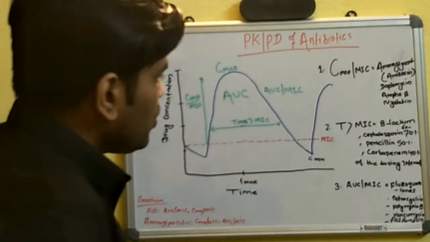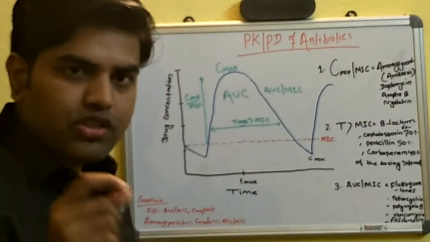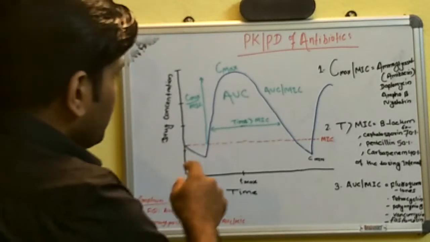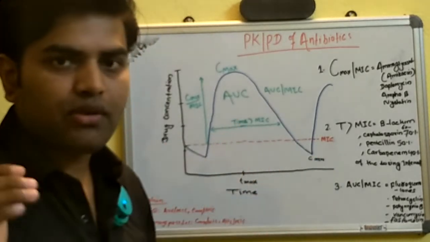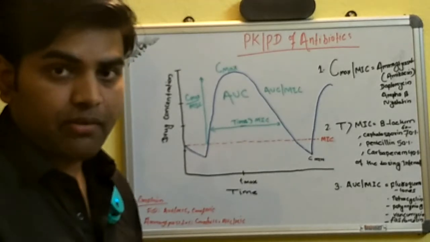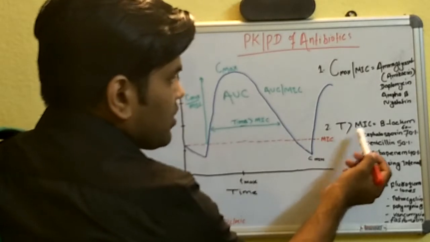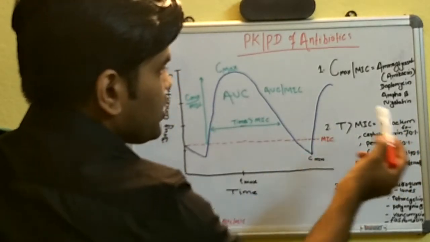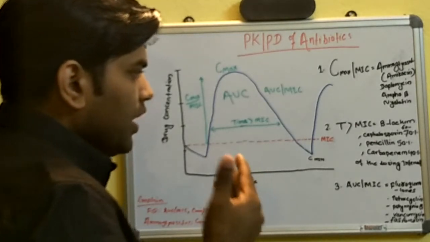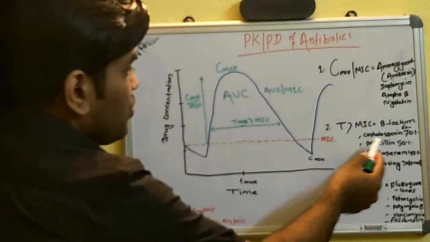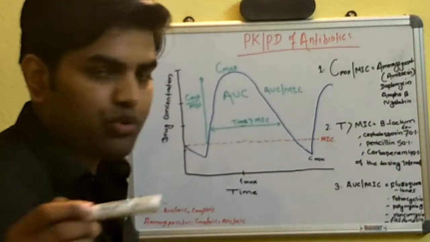So you will use this antibiotic in such a manner that your drug concentration above the MIC is maintained for the maximum period of time, mainly in the critically ill patient. Suppose you are giving cephalosporin, then it should at least achieve 60 to 70% of your dosing interval. If you are giving penicillin, then you need 50% of your dosing interval, and for carbapenem, 40% of the dosing interval.